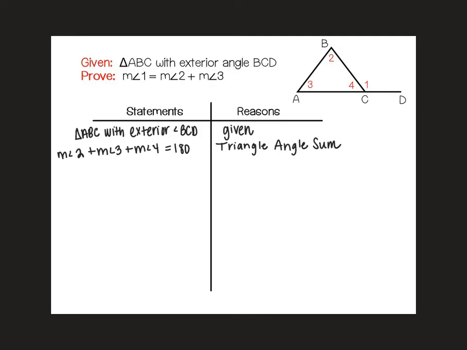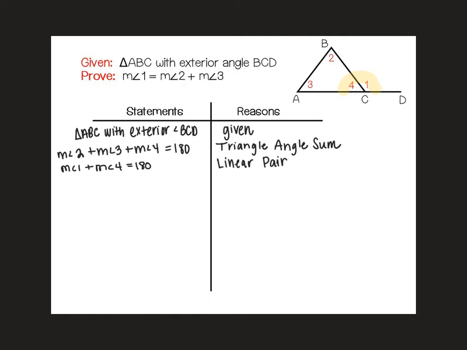Again, going back to my diagram and looking for information we already know to be true, I know that angle 1 and angle 4 form a straight line, and so that means they also add up to be 180 degrees. So the measure of angle 1 plus the measure of angle 4 equals 180 degrees. And remember, angles that are adjacent and supplementary we call a linear pair. Linear means line, they form a line together. So those are a linear pair.